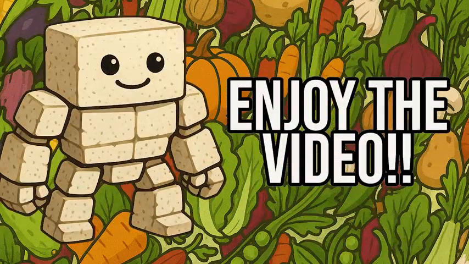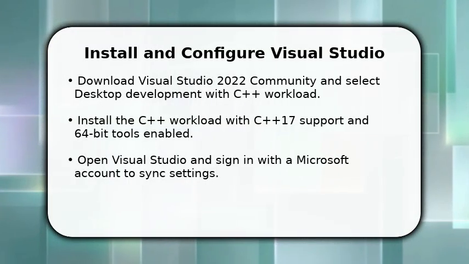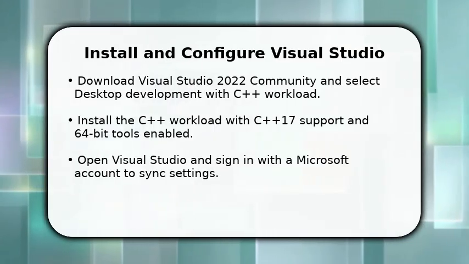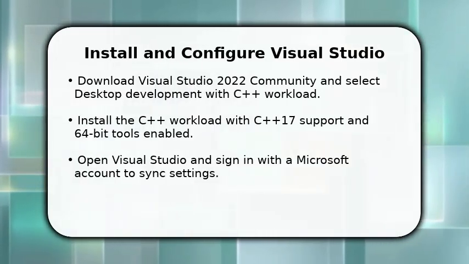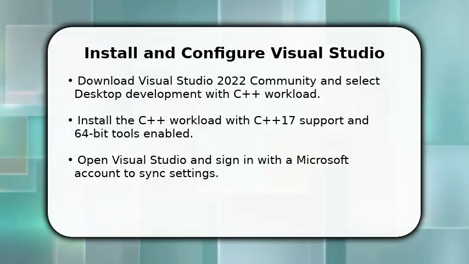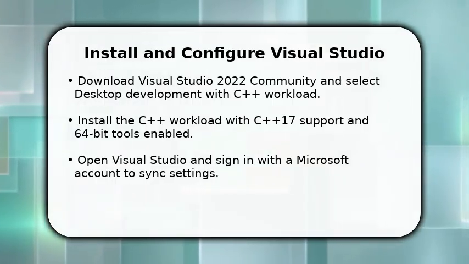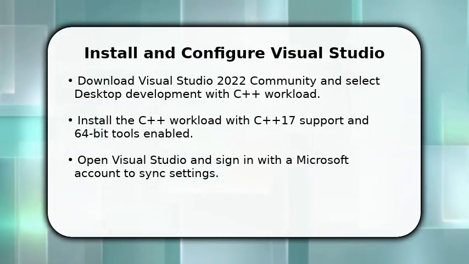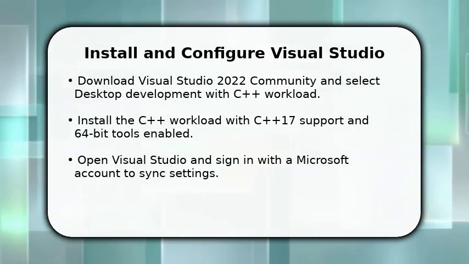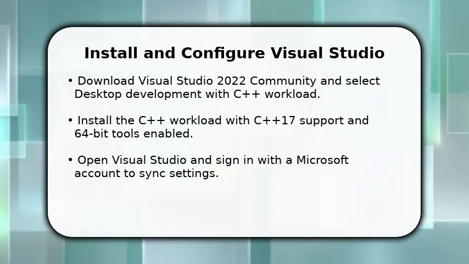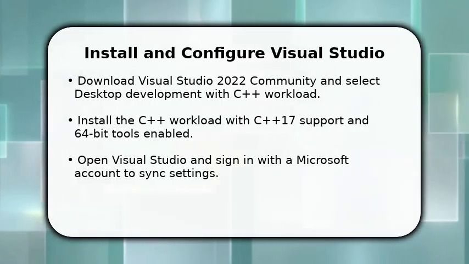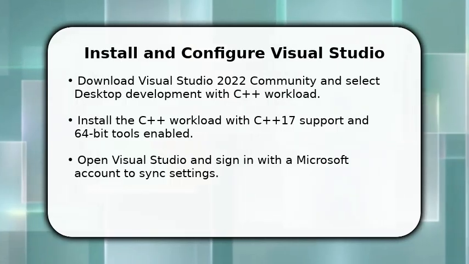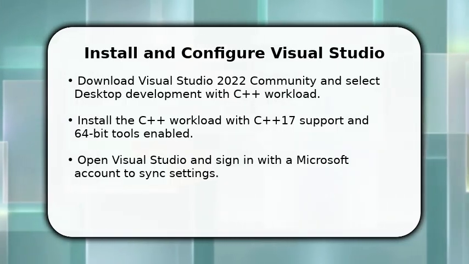Please enjoy the video. Begin by downloading Visual Studio 2022 Community from the official site. Run the installer and choose Desktop Development with C++. Include the C++ 17 toolset and 64-bit compilers. Select optional components like Git, CMake, and Clang tools for flexibility. Install updates and restart your machine if prompted to complete setup.